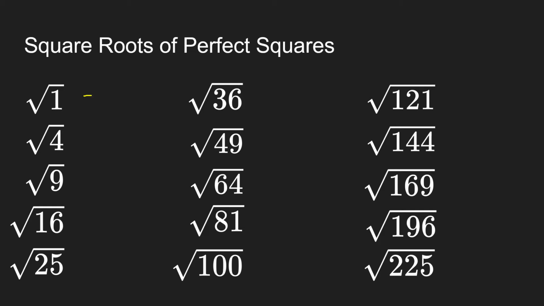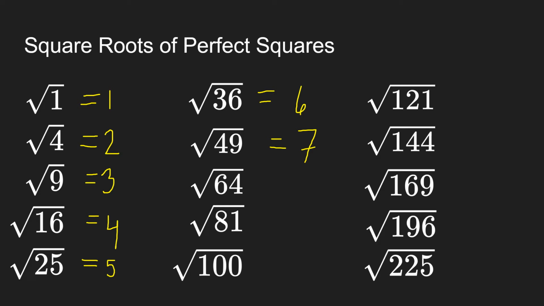So the square root of 1 is 1, because we've seen that 1 multiplied by itself gives us 1. The square root of 4 is 2. The square root of 9 is 3. The square root of 16 is 4. The square root of 25 is 5. The square root of 36 is 6. The square root of 49 is 7. The square root of 64 is 8. The square root of 81 is 9. The square root of 100 is 10.